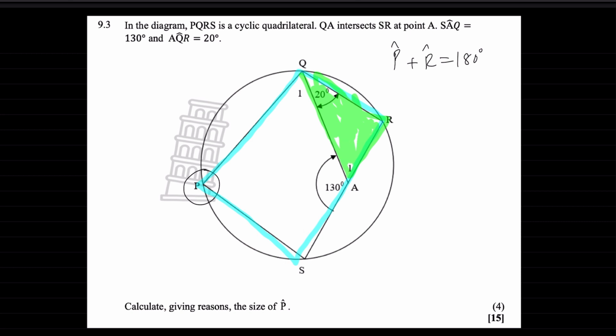Now I can solve for R by simply using the property of a triangle, which states that the exterior angle of a triangle, this here, is equal to the sum of the interior opposite angles. So 20 plus R equals 130. That means R must be 110 degrees. Now if R is 110, that means P must be 70 degrees.